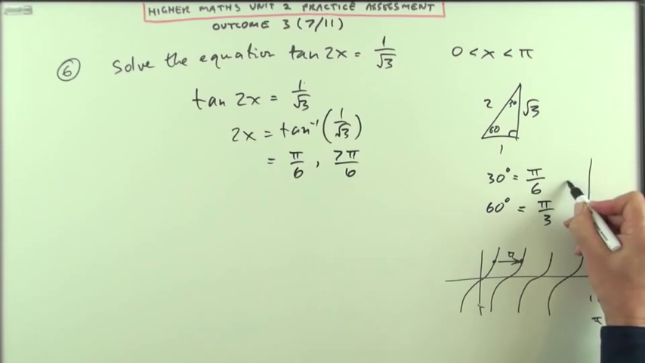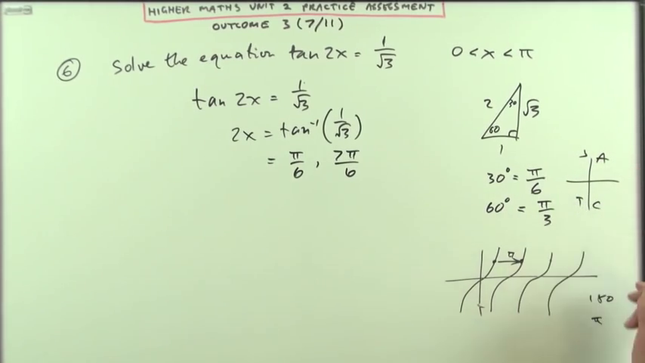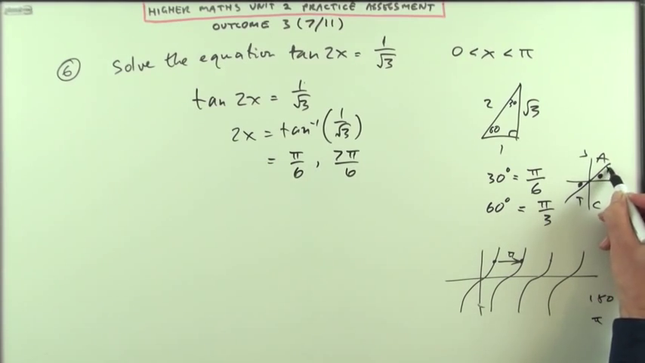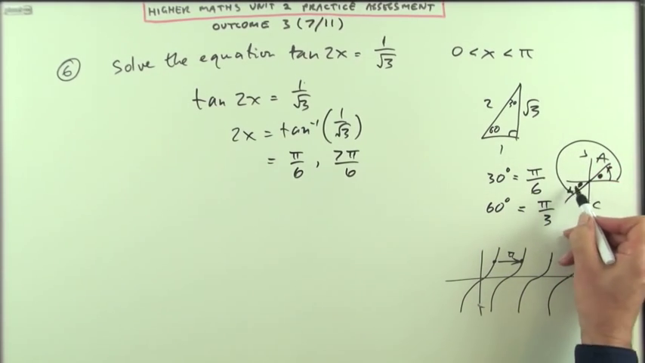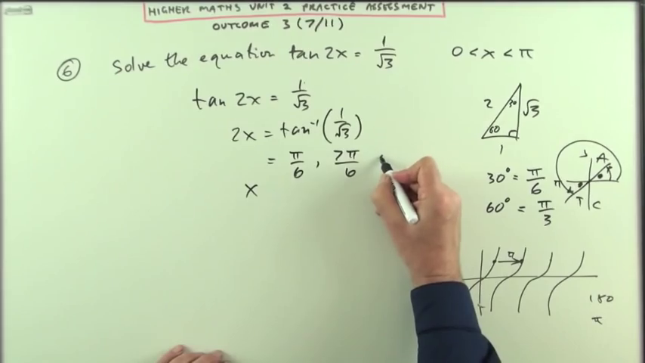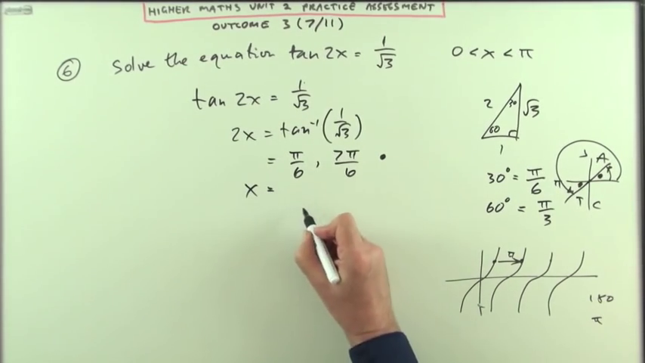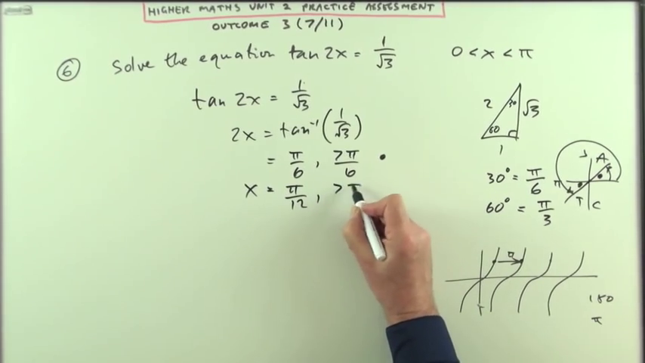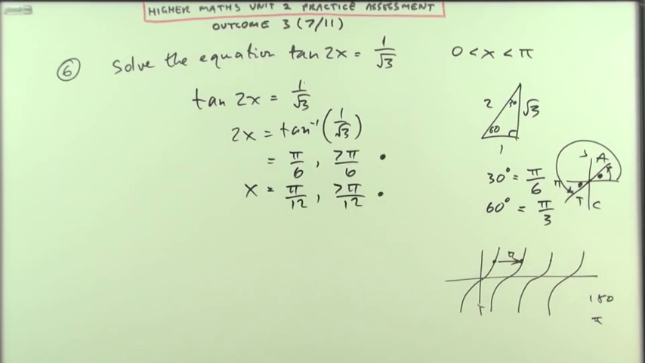Or you could use your CAST diagram. All sine, tan, cos. Positive tangent, so I've got my pi upon 6 in the first quadrant, or I've got the pi upon 6 in the third quadrant. I've either got pi upon 6 or all the way around to pi upon 6 beyond pi. Notice I just added on pi. That's the first mark. For the second mark, just divide them by 2, which means double the denominators. Pi upon 12, 7 pi upon 12. Now that's it done in radians.